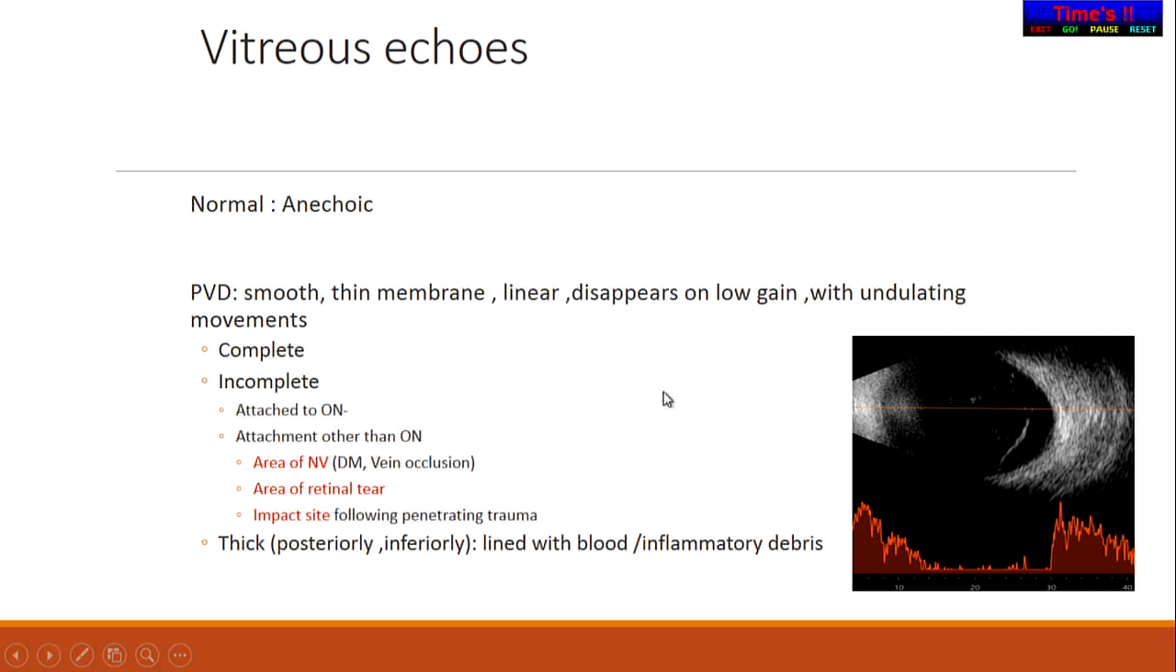So coming to PVD, this is a membranous echo. We are dealing with either a dot echo, membranous echo, or a solid lesion or a cystic lesion. So in PVD, it's a membranous echo which can be complete or incomplete PVD, which appears in high gain, disappears in low gain, and is linear with an undulating movement.